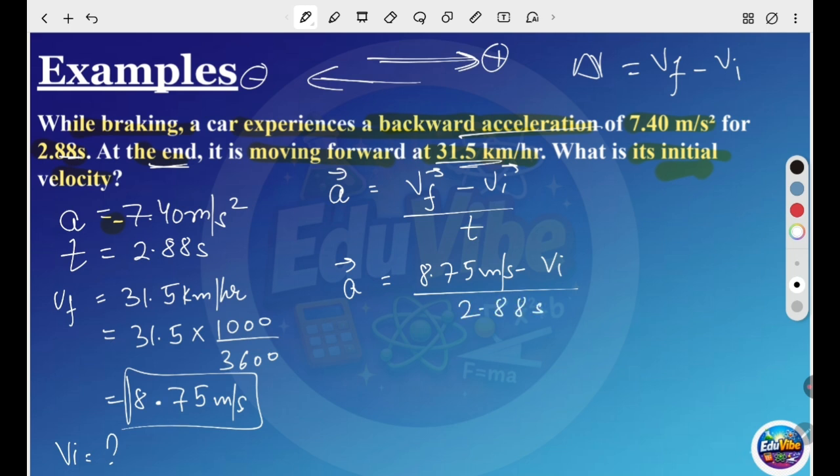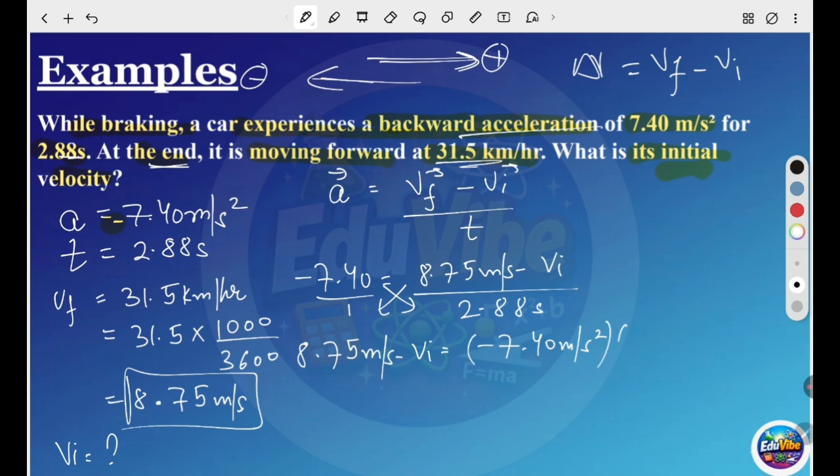And we also know the acceleration, so we put in an acceleration of minus 7.40. We have to find vi. To find that, we do cross multiplication. We get 8.75 meters per second minus vi is equal to minus 7.40 meters per second squared. Always go with the units to get the exact unit we want for the velocity or anything we find.